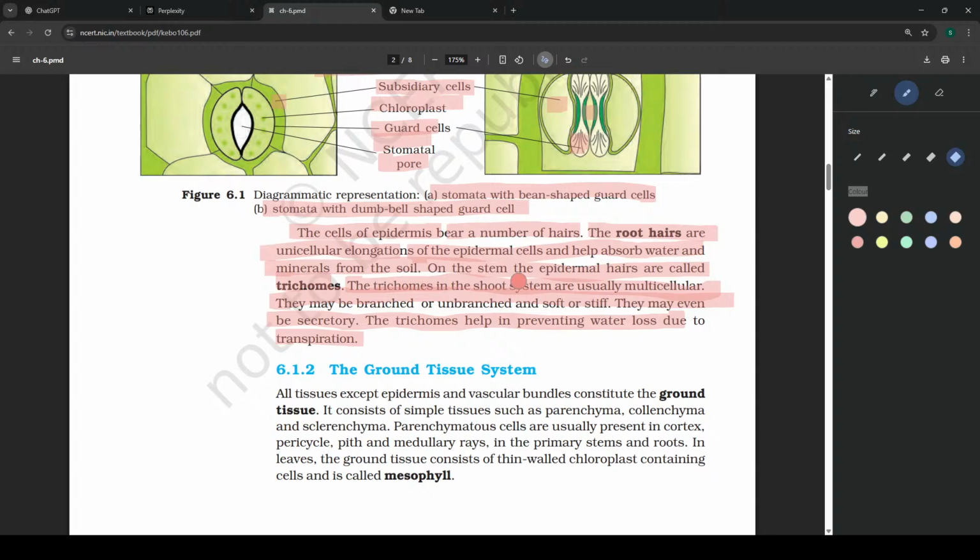The epidermis possesses hair-like structures. There are two hair-like structures. One we see at the root epidermis, where there are root hairs. They are mostly unicellular root hairs that help in absorption of water and minerals. And in the above layers, in the shoot system, we see trichomes. They are also hairs, but they are multicellular. They can be branched, stiff, or unbranched, or soft. Their main role is to prevent or reduce the loss of water due to transpiration.